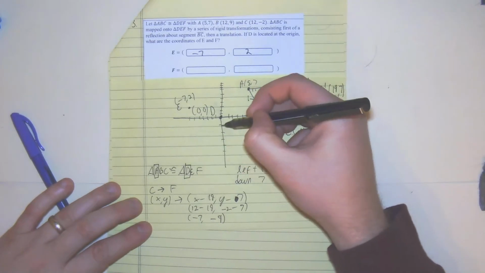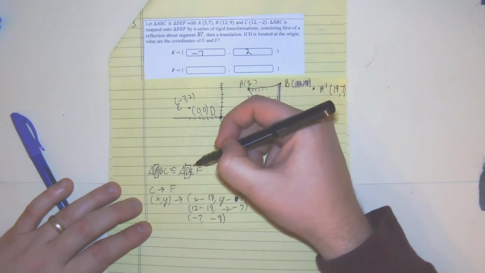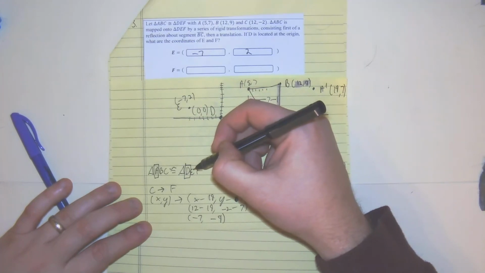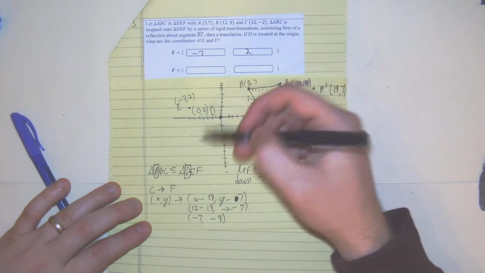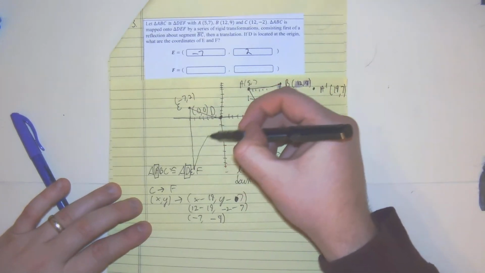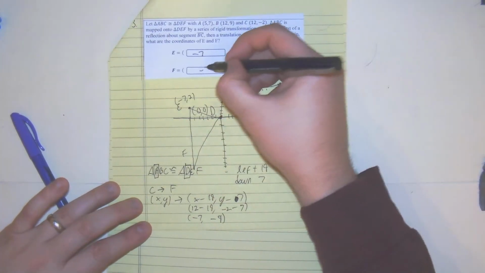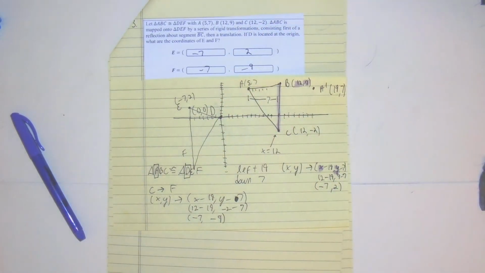1, 2, 3. 1, 2, 3, 4, 5, 6, 7, 8, 9. It looks not drawn to scale, but so we would put right here negative 7, negative 9. There you go. There you have it.